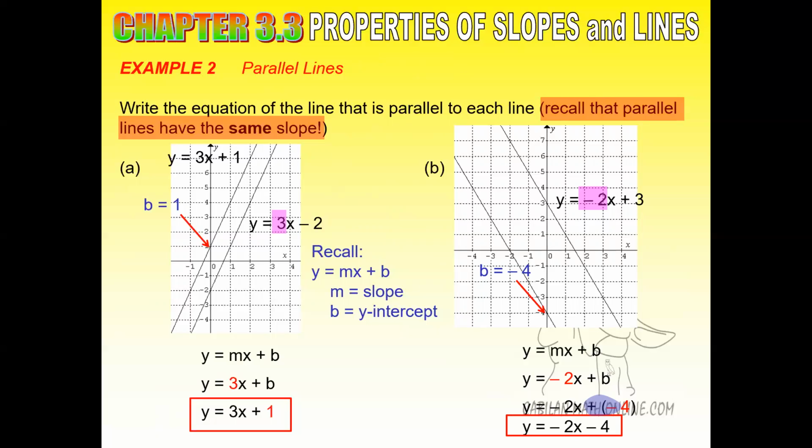So bottom line for this example, I just want you to see that when you're looking at equations of parallel lines, notice that the slope, or the m value, is always the same. The only thing that's different is the y-intercept, or the b value.